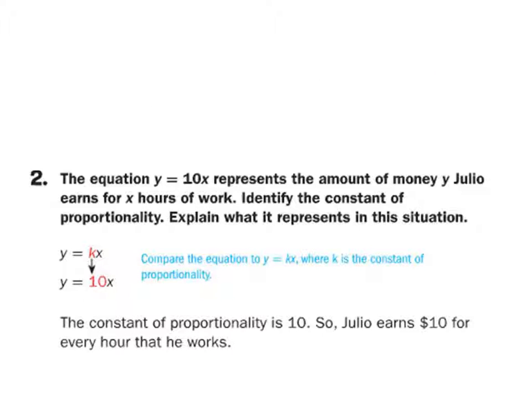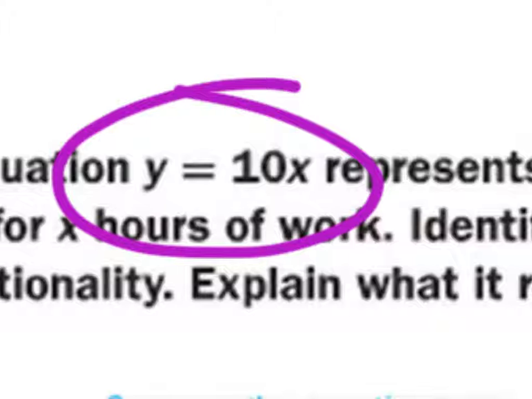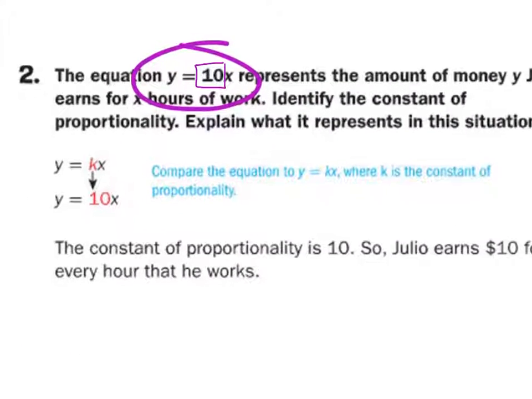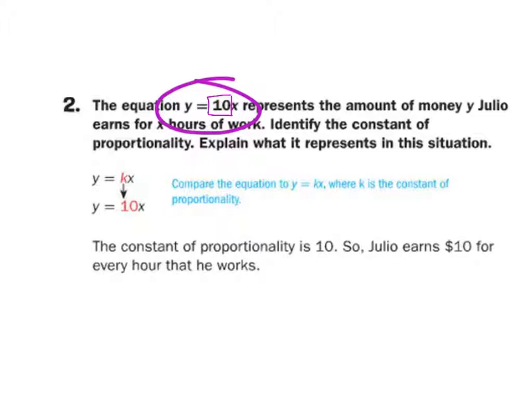So in this example, of course, we can see that it's not adding or subtracting anything. But if we look here, that's our equation. So y equals 10x. So 10 is the coefficient of x. That's our constant of proportionality, which it confirms here at the end of this example.